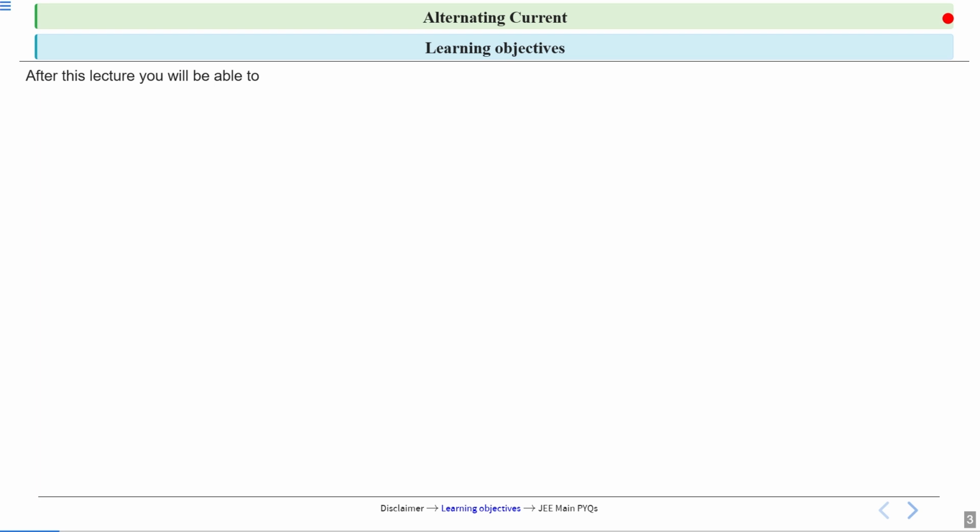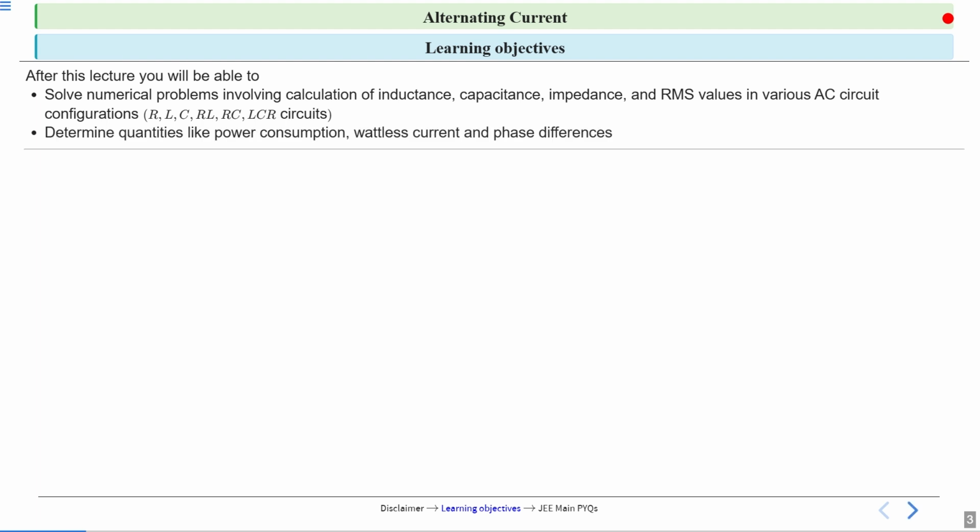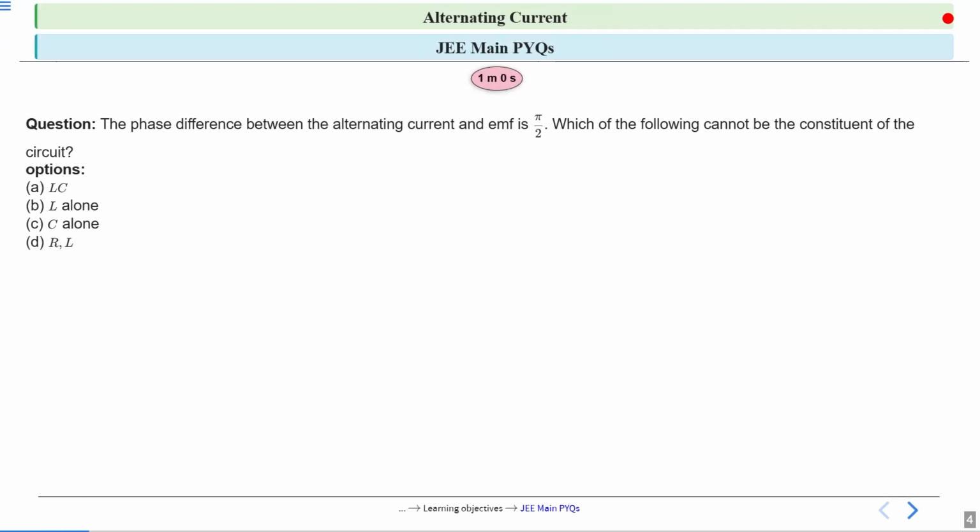Learning objectives: after this lecture you will be able to solve numerical problems involving calculation of inductance, capacitance, impedance and RMS values in various AC circuit configurations like pure resistive circuit, pure inductive, pure capacitive, or RL, RC or LCR circuits. Okay, these are possible combinations of AC circuits. Or determine quantities like power consumption, wattless current and phase differences. So let's begin with the first question.